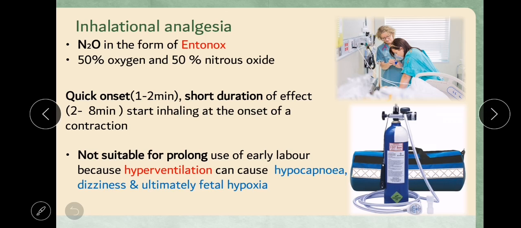Okay, inhalational analgesia. N2O is the form of Entonox, 50% oxygen and 50% nitrous oxide. Quick onset of 1 to 2 minutes, short duration of effect of 2 to 8 minutes. Start inhaling at the onset of the contraction. Not suitable for prolonged use in early labor because hyperventilation can cause hypocapnia, dizziness, and ultimately fetal hypoxia.